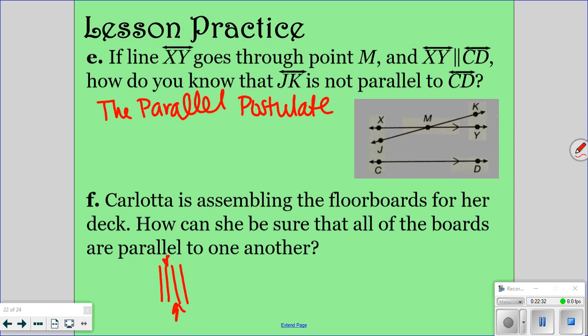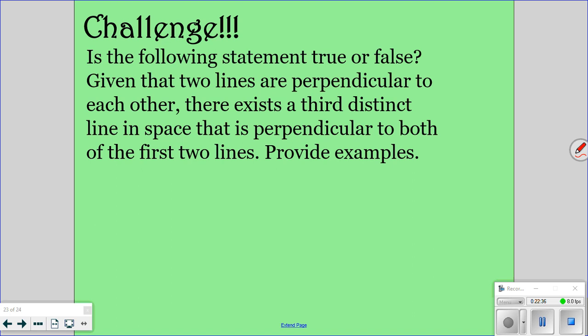Okay, so hopefully you got most of those correct. We're going to look at our challenge question for today. Is the following statement true or false? So y'all read through it and try and figure out, and then unpause the video and I'll go over it. Given that we have two lines that are perpendicular to each other, there exists a third line in space that is perpendicular to both of the first two lines.